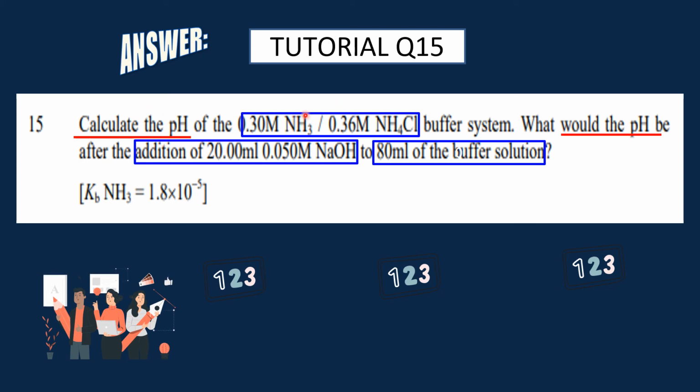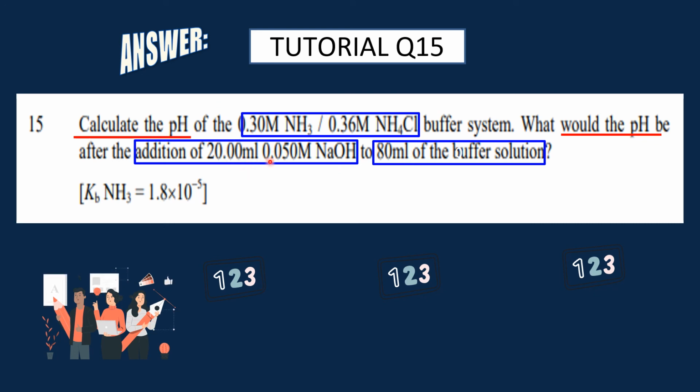Tutorial question 15, calculate pH. This is the concentration for the weak base, and this is the concentration for the conjugate acid, or the salt, in the buffer solution. What would the pH be after the addition of 20 ml of 0.05 molar sodium hydroxide? You need to find the pH before strong base is added and after strong base is added, and then check the difference. Given the volume of the buffer solution is 80 ml, we need to find the number of moles for ammonia, the number of moles of ammonium chloride, and the new concentration for the solution. The final volume of the solution is 80 plus 20, equal to 100 ml.